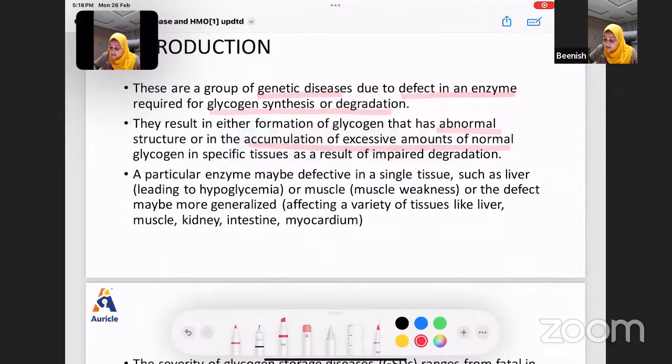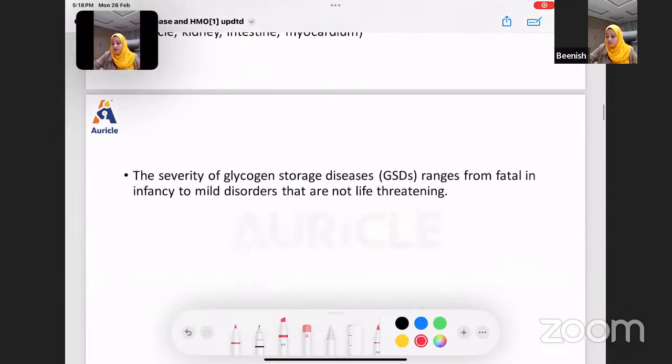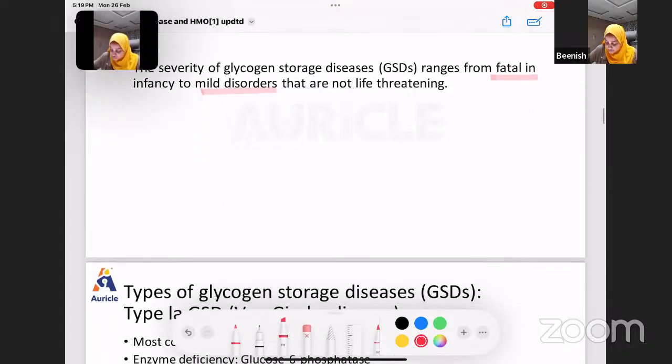A particular enzyme may be defective in a single tissue such as liver, leading to hypoglycemia, or muscle, leading to muscle weakness, or the defect may be more generalized. So either the deficiency can only affect a single organ like liver or muscle, or it can be systemic, that is, affecting multiple organs like liver, muscle, kidney, intestine, myocardium. And the severity of the glycogen storage disease ranges from fatal in infancy to mild disorders. So it shows a wide spectrum of severity. So that was briefly its introduction.